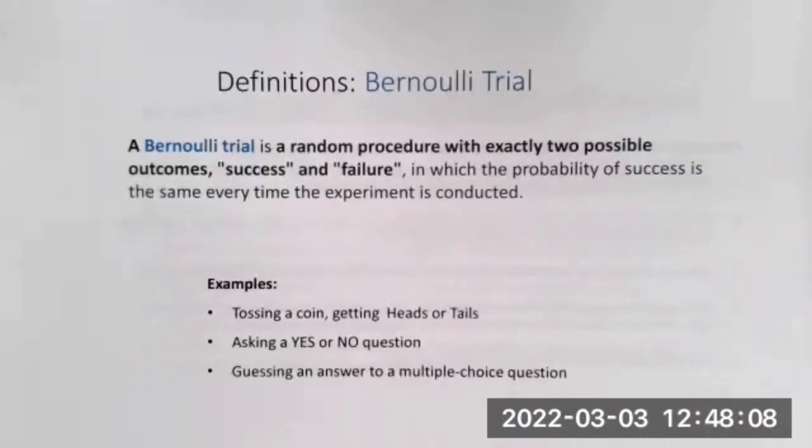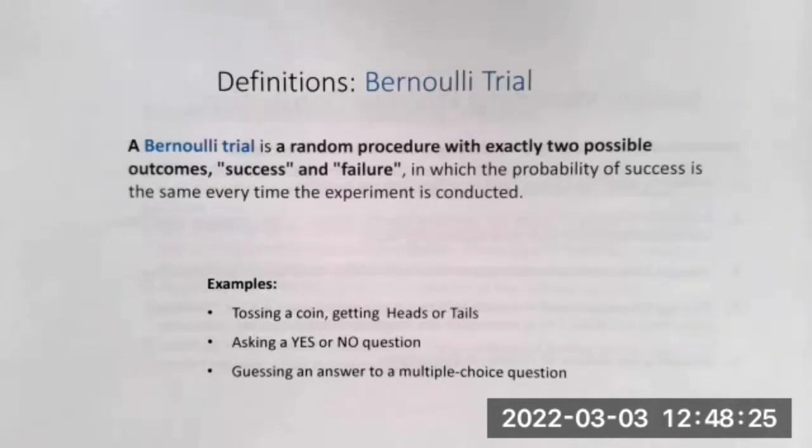In this video, we're going to talk about binomial probability, and by the end of the video, we're going to come up with a binomial probability formula. But first, I would like to start with some definitions that we need in order to basically come up with our formula.